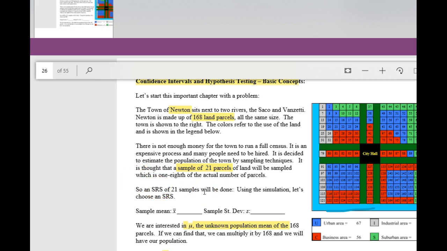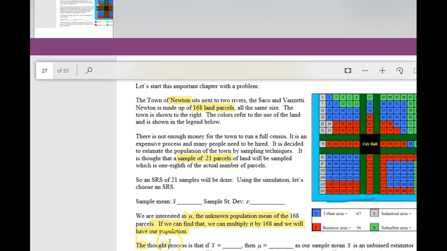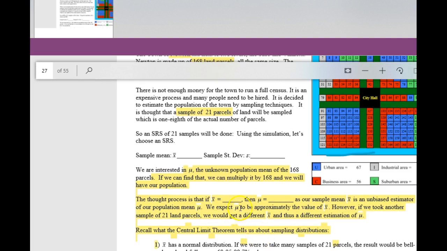And once we find out the approximate population of one town, then we could multiply that out by 168 to estimate the population parameter. That's what we're trying to do. Okay, so we're going to do that part in class, so we don't need to worry about that.